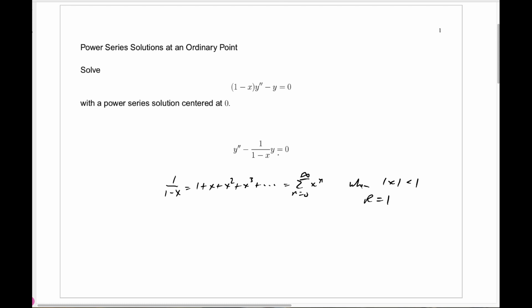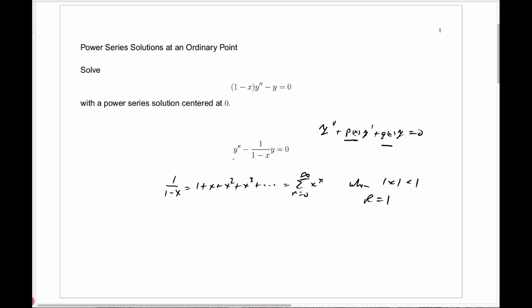Now, we want to write the equation as y double prime plus p of x, y prime plus q of x, y equals 0. These coefficient functions p and q are both analytic at 0. P, of course, is just 0. Q is this function minus 1 over 1 minus x, which is analytic at 0. The minimum radius of convergence is 1. Obviously, the 0 function has an infinite radius of convergence, but the minimum radius of convergence for the coefficients is 1.